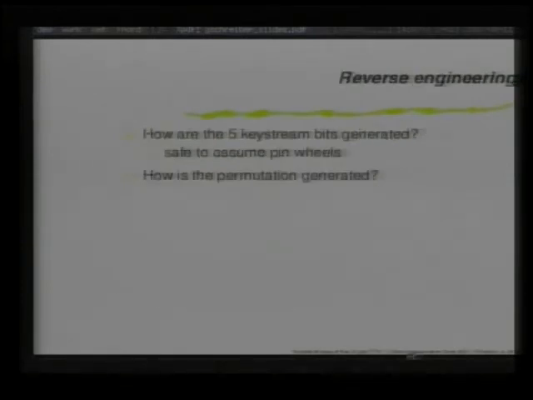Right. So let's assume we've uncovered a lot of these permutations, and the question becomes: how are the key stream bits actually generated, or how is the permutation generated? Well, the key stream bits are probably obvious. It's safe to assume that they are done with pinwheels, because this was the known technology of the time, and we can assume that Arne Beurling did this. He assumed that they were using pinwheels for the 5 key stream bits for each character, and the question is now, what do you do for the permutation? Because this was something new.